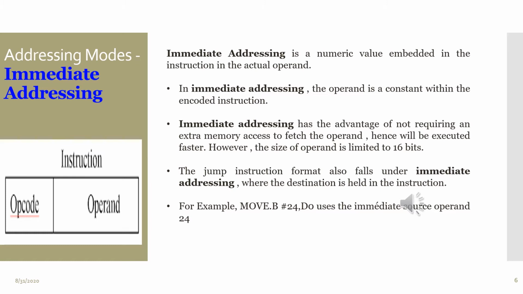The jump instruction format also falls under immediate addressing, where the destination is held in the instruction. For example, move B hash 24 D0 uses the immediate source operand 24. Let's see the example of how it works.